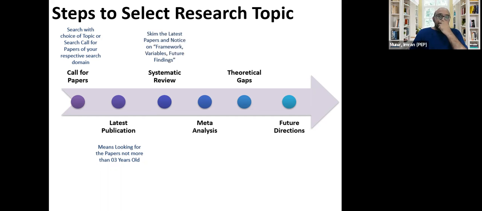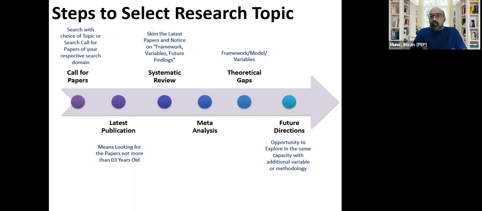And a systematic review. Skim the latest papers, noticing the framework, variables, and future findings. I will park that point here and do the theoretical gaps. This is actually the framework, model and variables, or similarly future directions. The opportunity to explore is in the same capacity with additional variables or methodology, right? So you will do call for papers to choose the topic, then identify the latest publications, and dig up 30 to 50 papers of the latest publications, less than 3 years or maybe less than 5 years, whichever you easily find, and from the top journals.